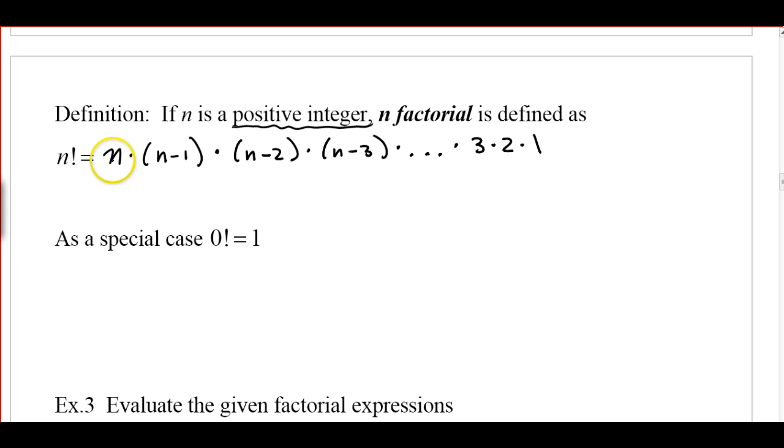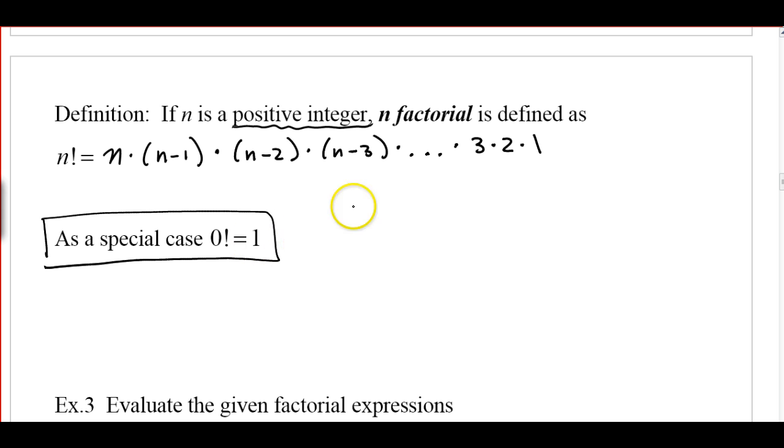So if n was 10, it would be 10 times 9 times 8 times 7 times 6 all the way down to times 3 times 2 times 1. Okay, and then we have this special case. We just define 0 factorial to be 1, so keep that in mind. Remember this. Okay, so 0 factorial is 1.